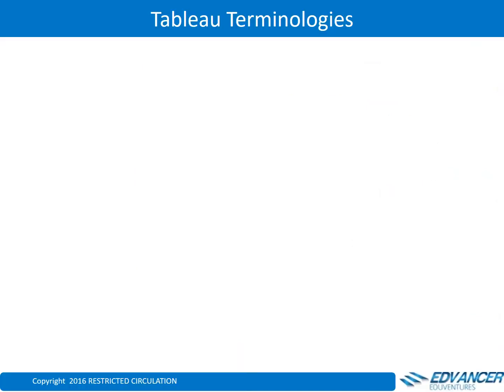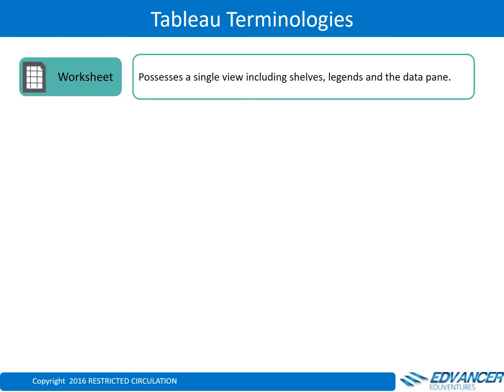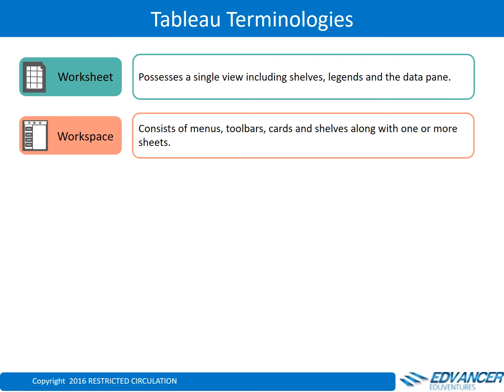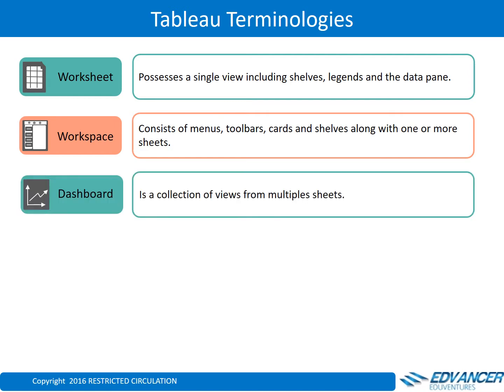Before exploring the tool, let us understand certain terms that will help you get familiar with the tool. Worksheet. A worksheet possesses a single view including shelves, legends, and the data pane. Workspace. A workspace consists of menus, toolbars, cards, and shelves along with one or more sheets. These terms will be explained in the further demo in detail.